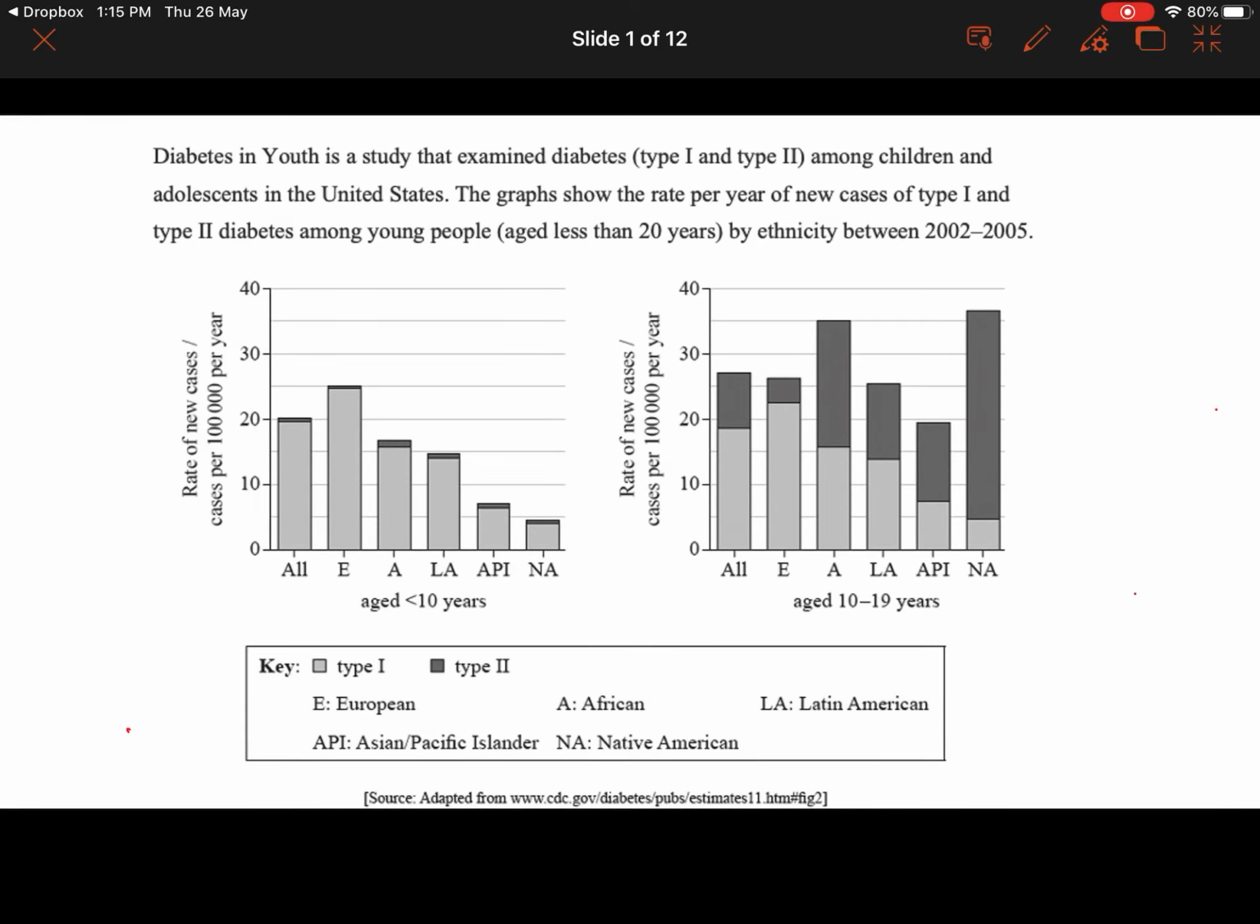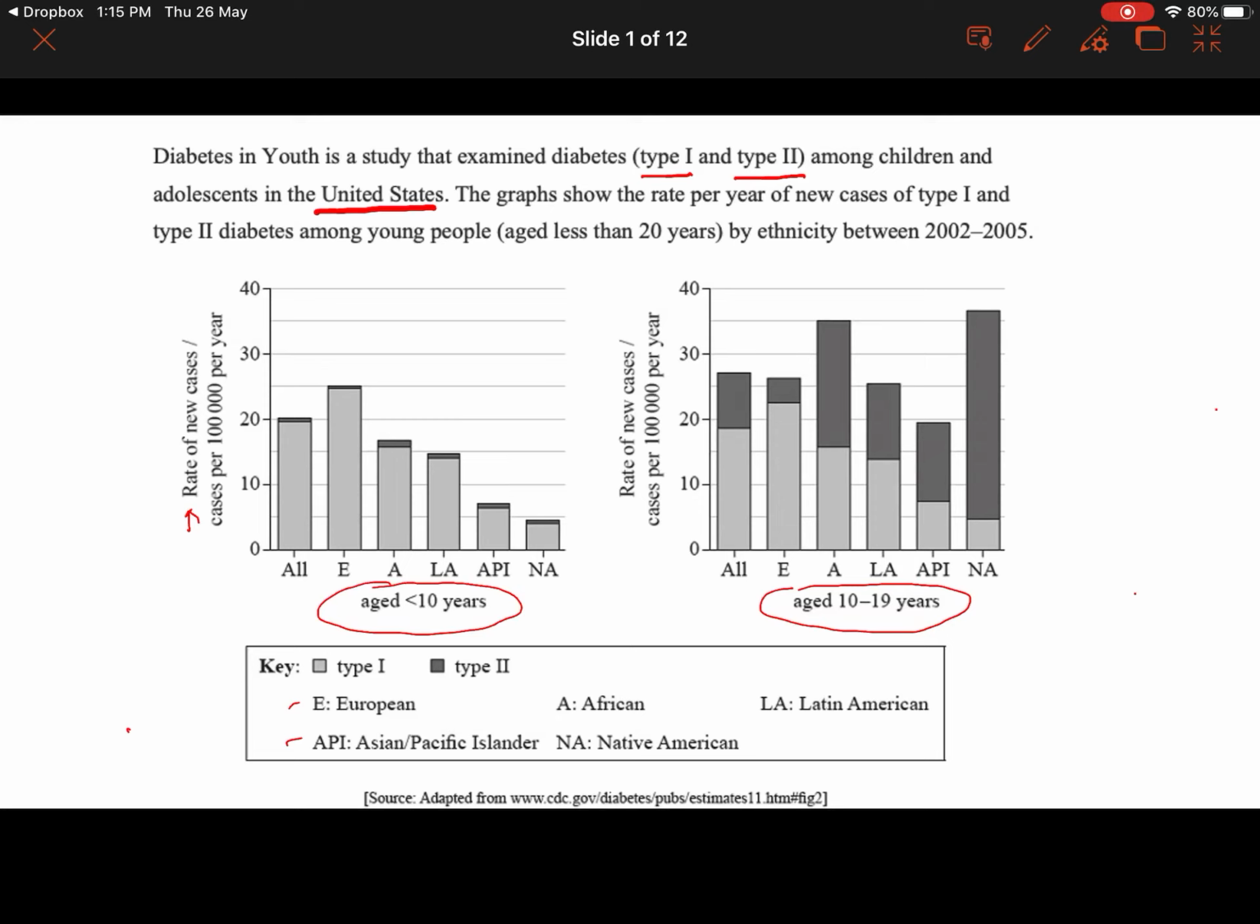Okay, so this is an IB higher level question from diabetes, topic 6. Two graphs are shown here, for type 1 diabetes and type 2 diabetes. There are two age groups: one is adolescents, less than 10 years, and the other graph is for 10 to 19 years, across five different ethnic groups in the United States. We are looking at the rate of new cases per 100,000 per year.